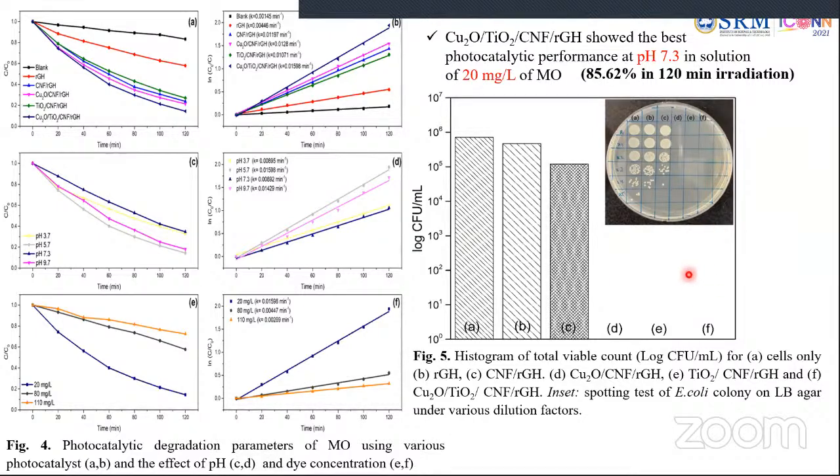So this is done in dark conditions. So we can see here, there's even a total kill of E. coli, indicating that our material exhibited antibacterial performance, even without UV radiation.